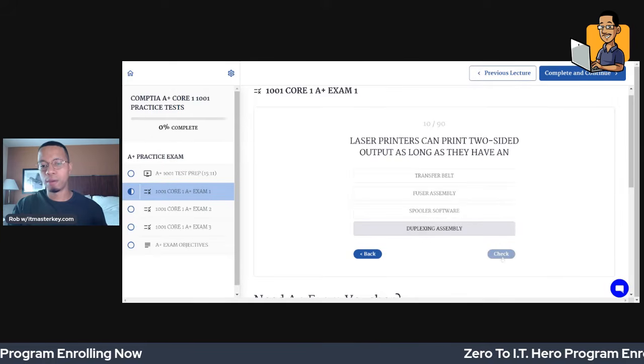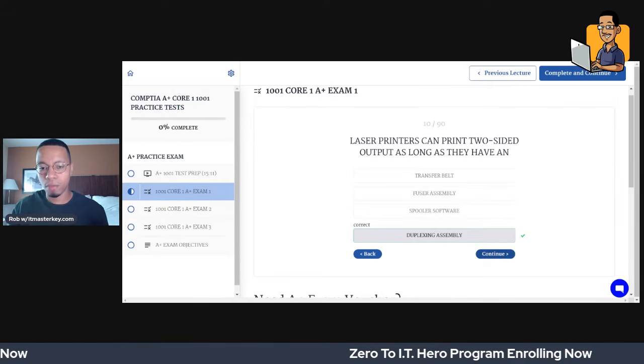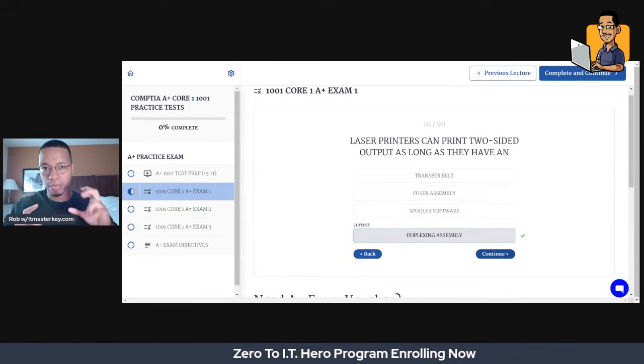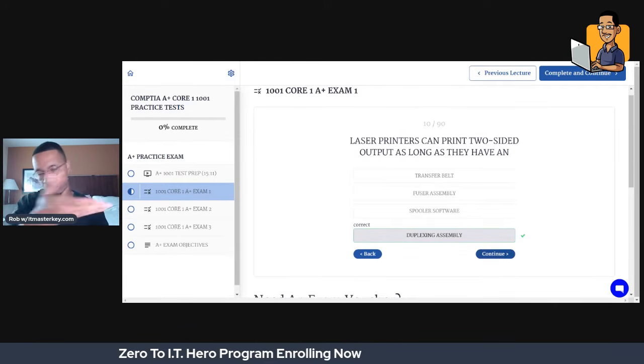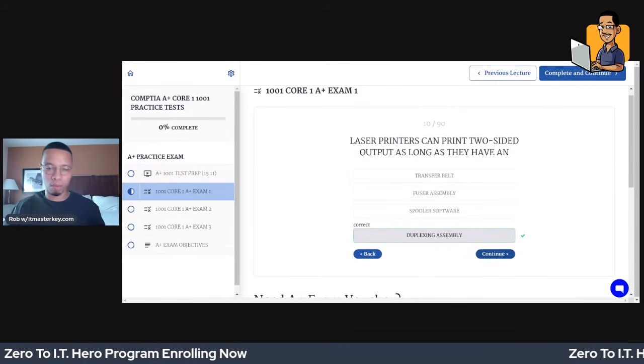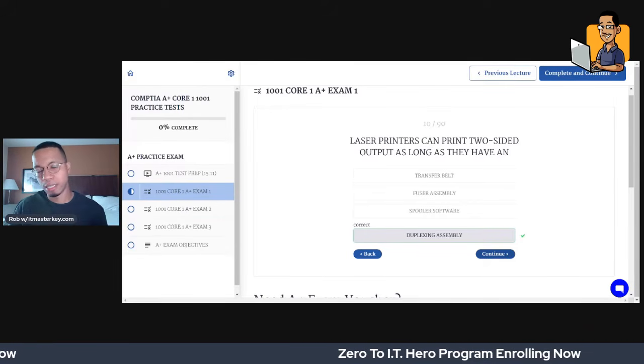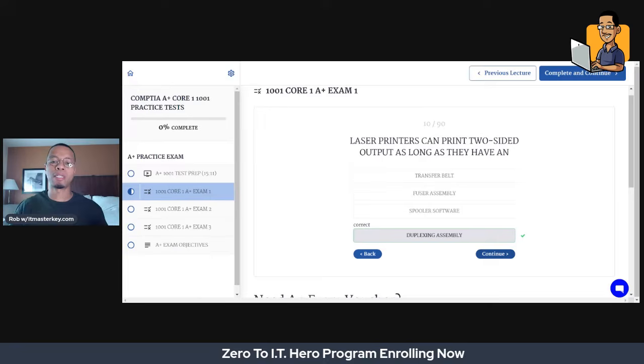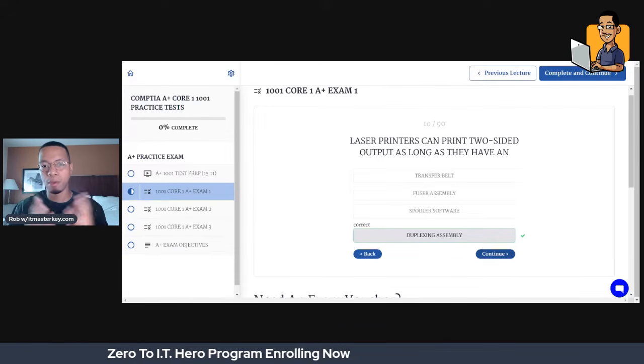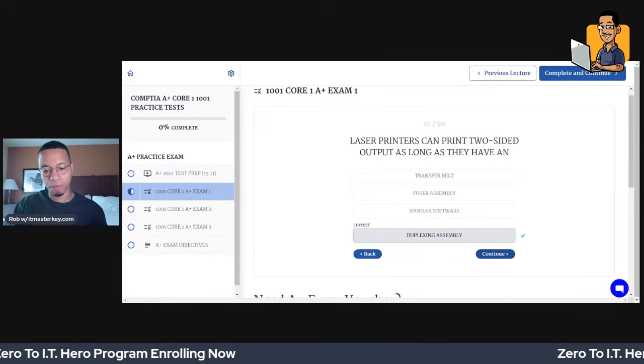So if you have a duplexing assembly and duplexing software, you have the ability for the printer to print on the front, then run it back in there and print it on the back, right? So a lot of companies, a lot of organizations, if they want to save money, they don't want to waste a lot of paper, they'll have you print on both sides as opposed to just printing on the front.